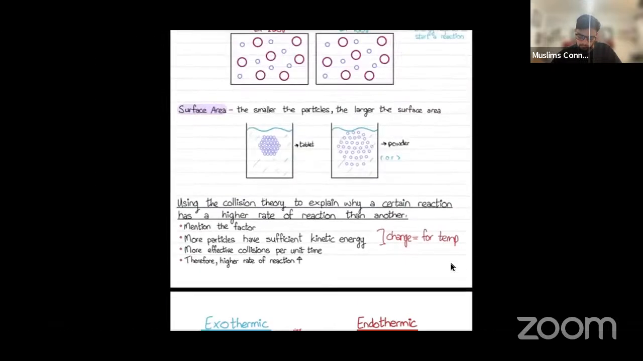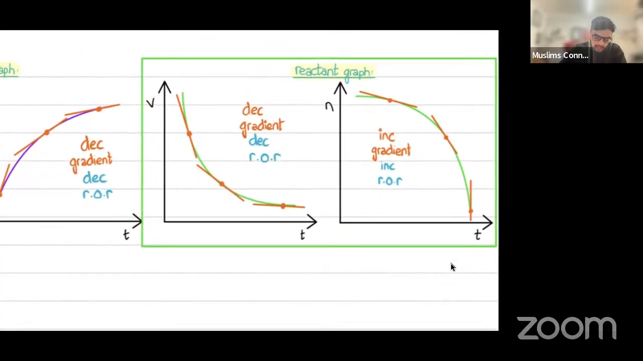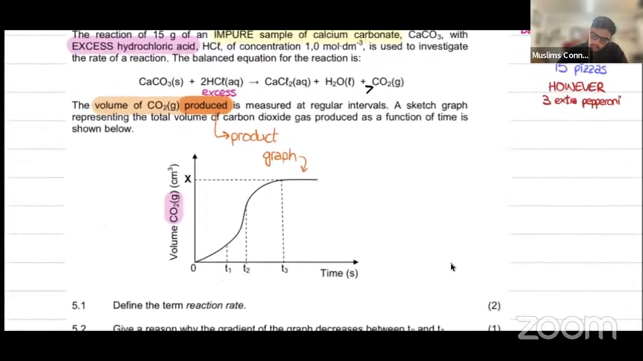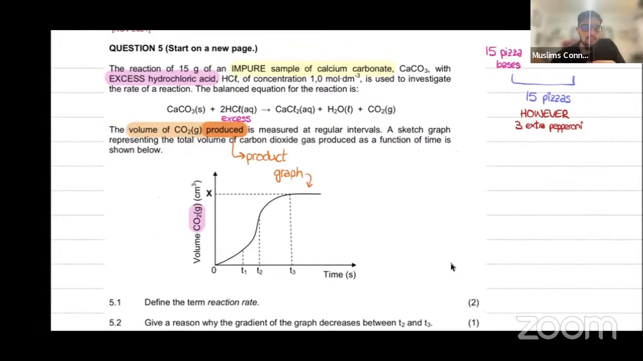Okay, remember the graphs? If you can load, this would be nice, instead of us looking at blank papers. There we go. So remember the graphs, okay? Starting from nothing and ending up with something at the end, that's product. Reactant is starting off with a high amount and then decreasing until the end, where we either have 0 or a much less amount. That's reactant, because you use up reactants to form products. So yes, product graph, and we can see that CO2 is on the products end, so it's again a product graph. So they say the volume of CO2 produced is measured at regular intervals.